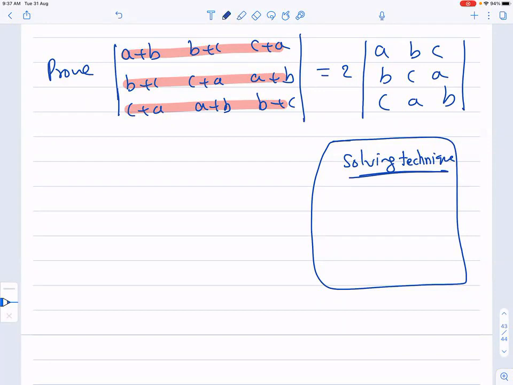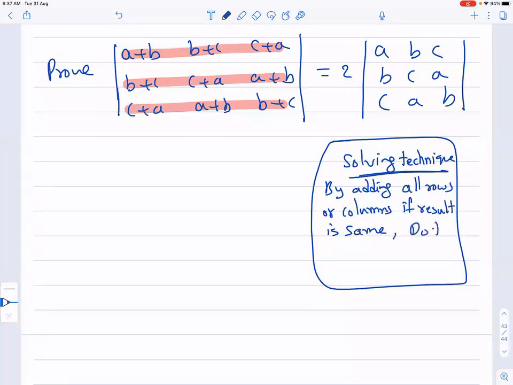But I'm going to write that as a solving technique: by adding all rows or columns, if the result is the same, do that. Understood now? So here, what is our first step? C1 goes to C1 plus C2 plus C3. So we'll add all columns and replace that in column 1. And you can see that the coefficient of column 1 I have not changed, it is the same.